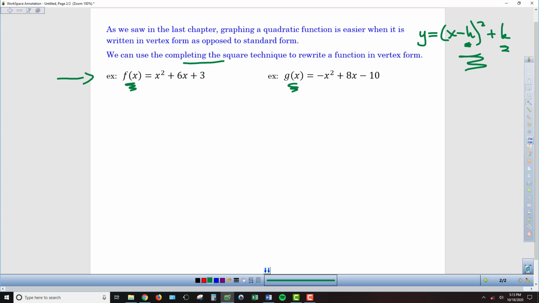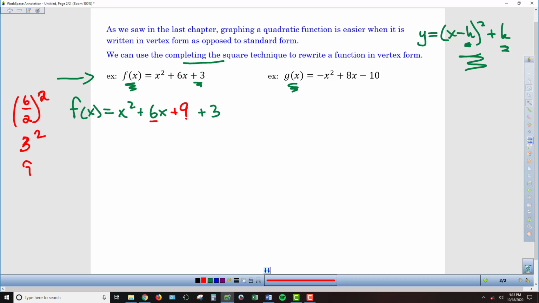So starting with this one here, I'm going to go ahead and write it as f of x equals x squared plus 6x. And then just like I would under normal circumstances, I'm going to leave a little bit of a gap. But this time I'm not going to move this 3 to the other side. I'm just going to move it a little bit farther over here to the right. So now I have to come up with what's going to complete the square for me. So I look at the number in front of the x, that's 6. I divide it by 2, and I then square it. So 6 divided by 2 is 3 squared. 3 squared is 9. So I'm going to add 9 right here.